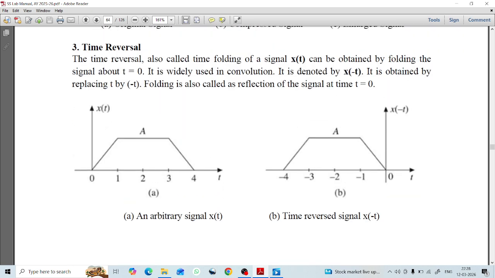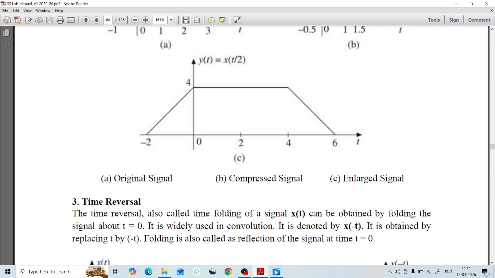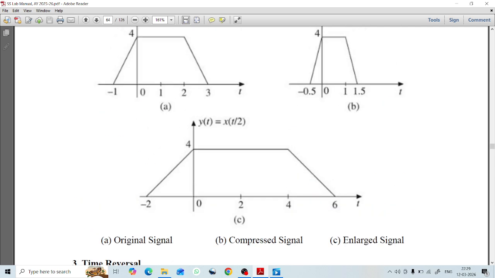This is the time reversal signal. This is 0 to 4 and reversal from 0 to -4. This is x of t and this is x of -t. This is the reversal signal and this is the original signal. This is the time reversal signal. So this is the scaling. So depending on our requirement, we can scale it.